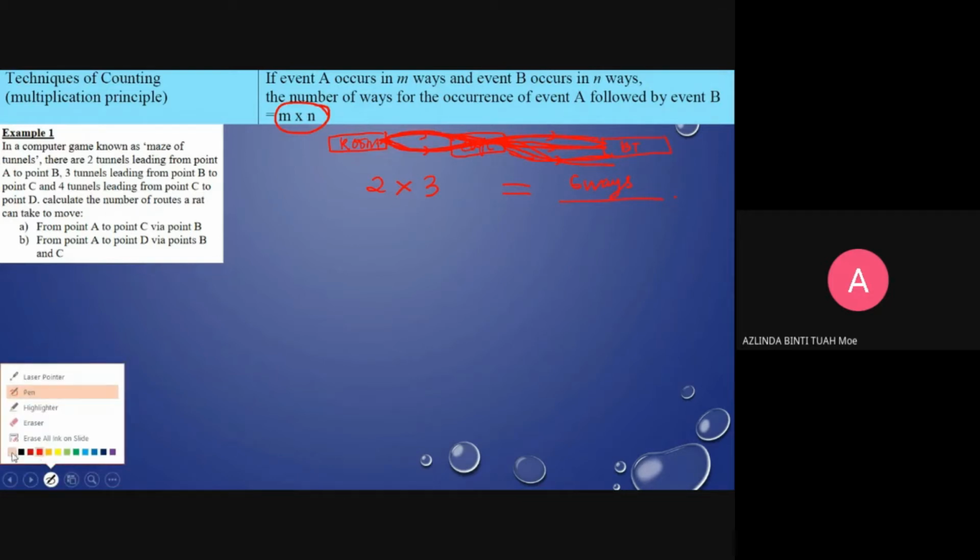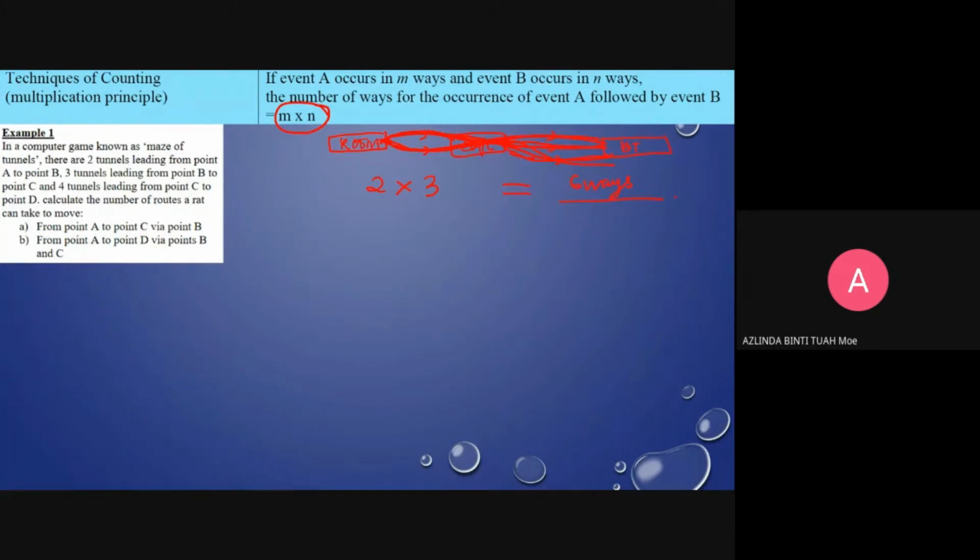Okay, yang seterusnya, saya ambil daripada lecture note, example 1. In a computer game known as Maze of Tunnels, there are 2 tunnels leading from point A to B. So let's draw a diagram. From point A to point B, we have 2 tunnels. 1, 2. And 3 tunnels from B to C. 1, 2, 3. And then 4 tunnels leading from C to D. 1, 2, 3, 4.